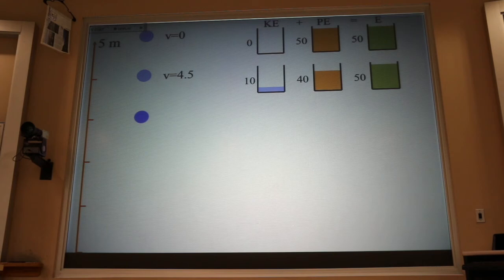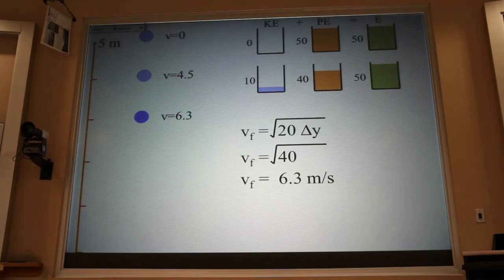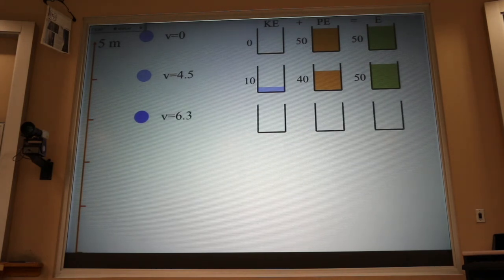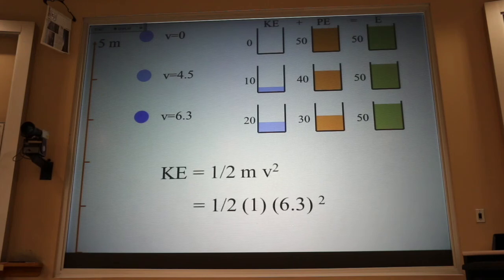Now let's let that ball drop another meter. Okay? Its speed is going to be the square root of 40, or 6.3. Okay? Well, let's see if that works out. Well, I know that the potential energy is 30 units, because it's 3 meters high. If that total energy stays 50, that means I must have 20 units of kinetic energy. Well, let's check. If I plug in, sure enough, I get 20.